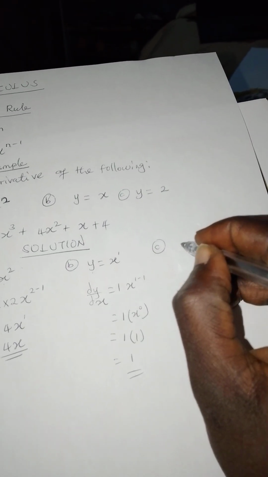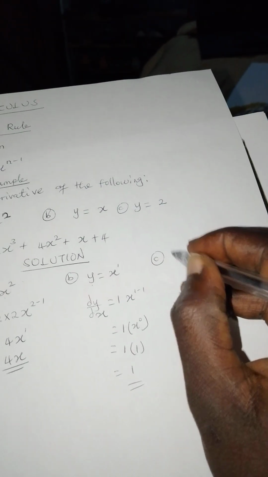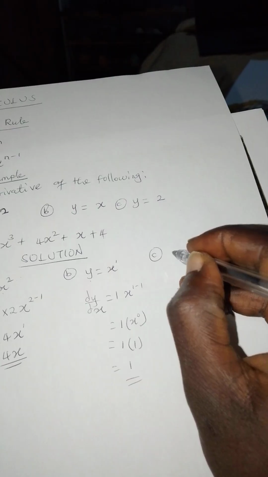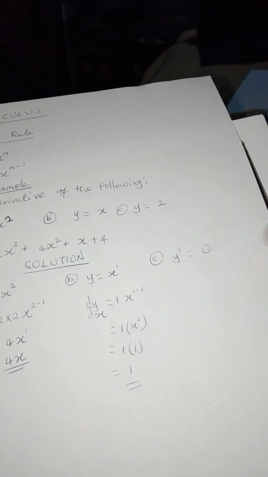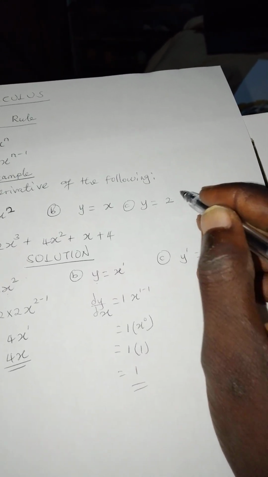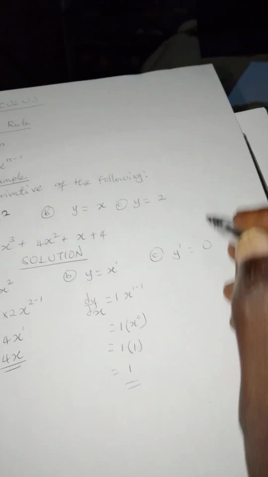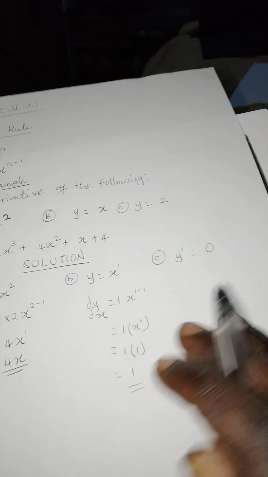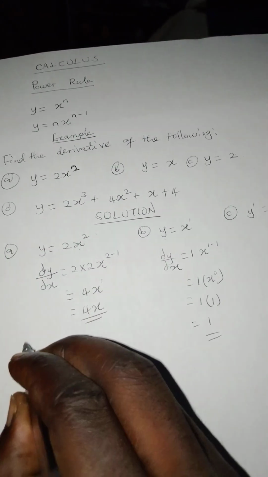Now, what about c? For c, the derivative of any constant is always 0. So the derivative of y is 0. As long as it's a constant, any number, be it 100, 300, or 400, if you want to differentiate it, the derivative will always be 0. So now let's go to d.